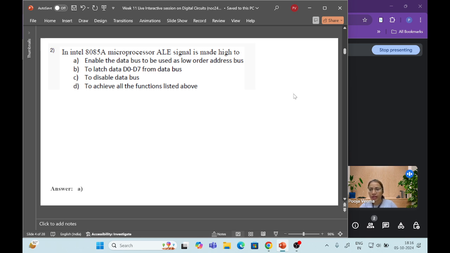ALE stands for address latch enable. It is an active high output signal that indicates the bits on AD7 to AD0 are the address bits. The signal is used to latch the lower order address from the multiplexed bus and generates a separate set of 8 address lines, A7 to A0.